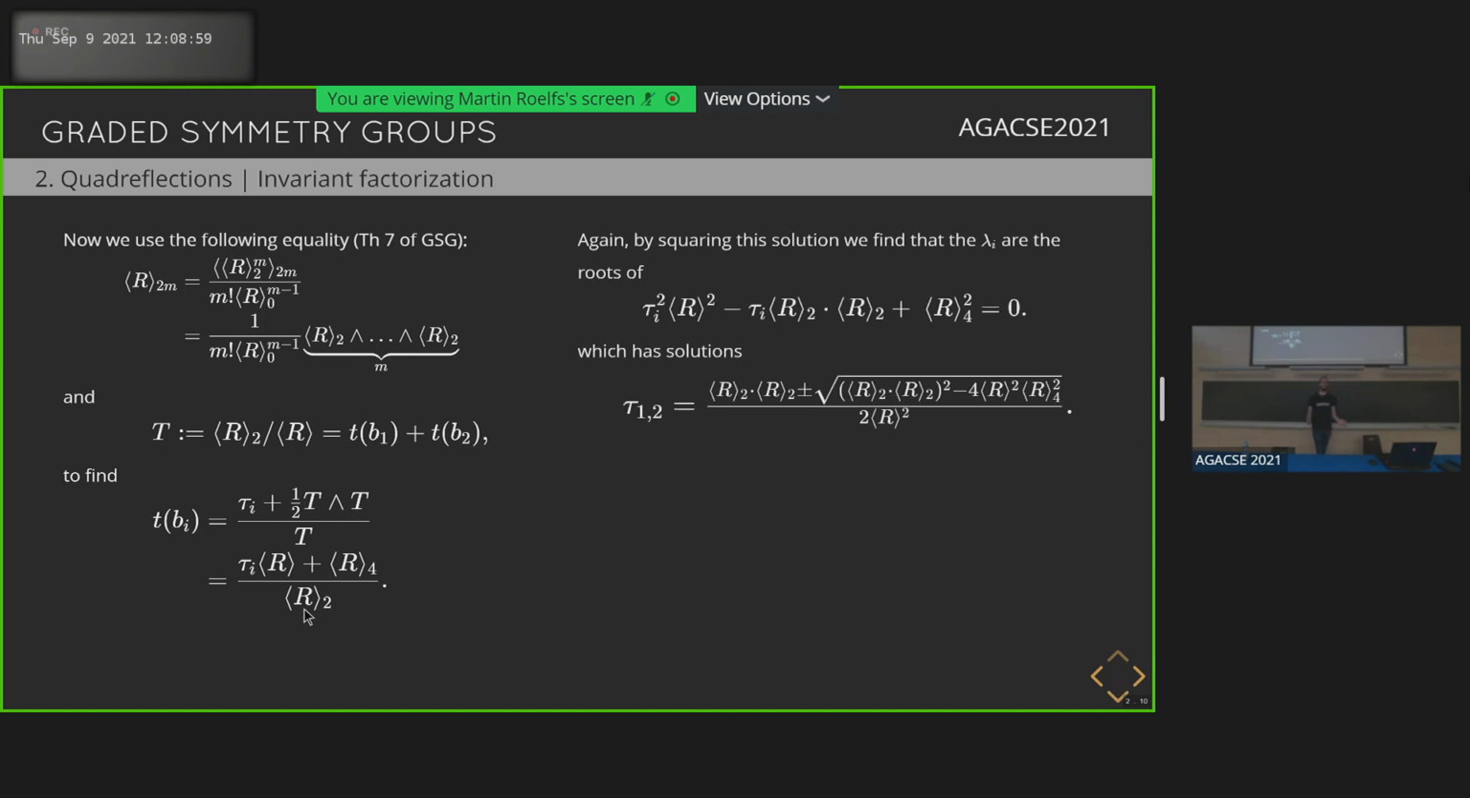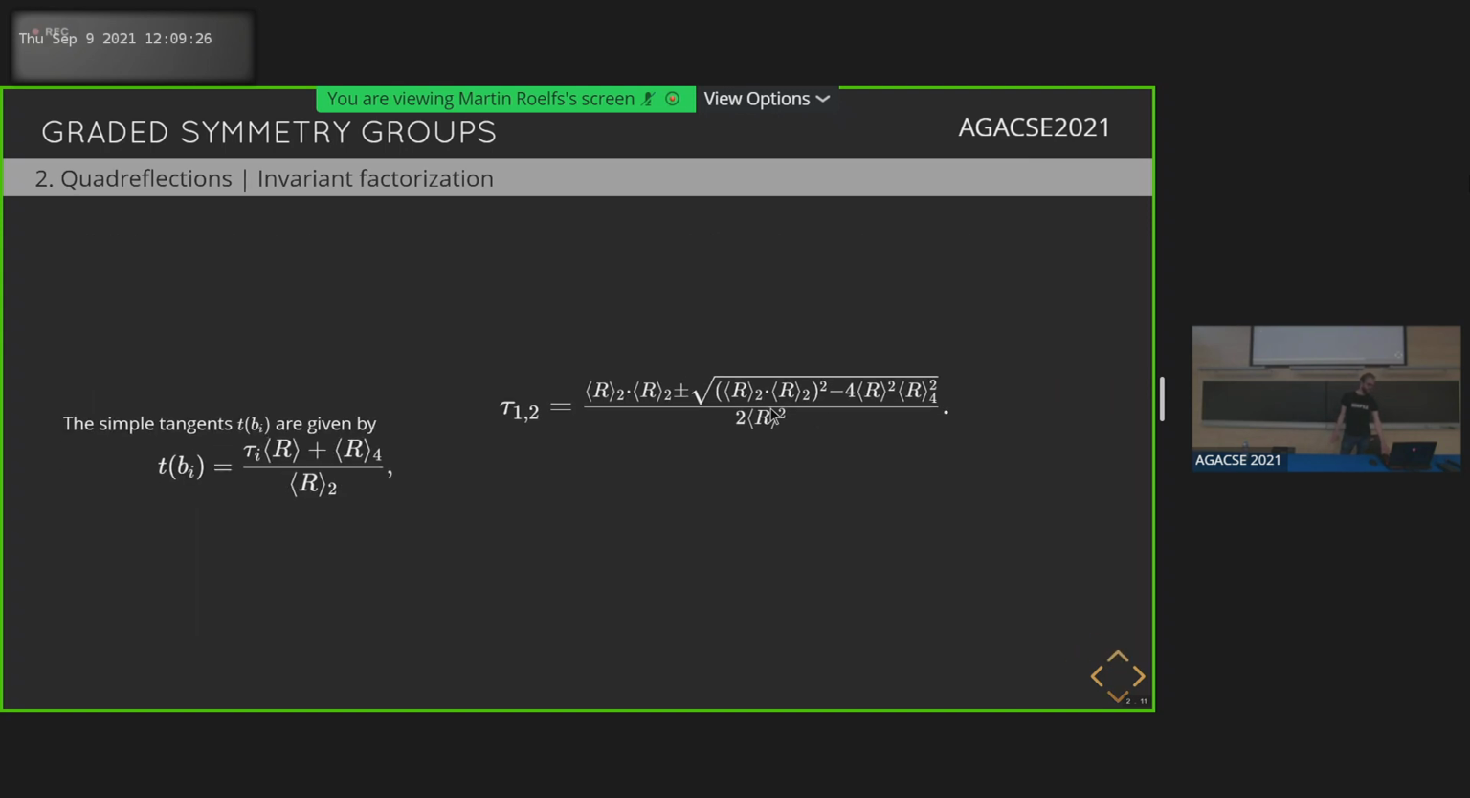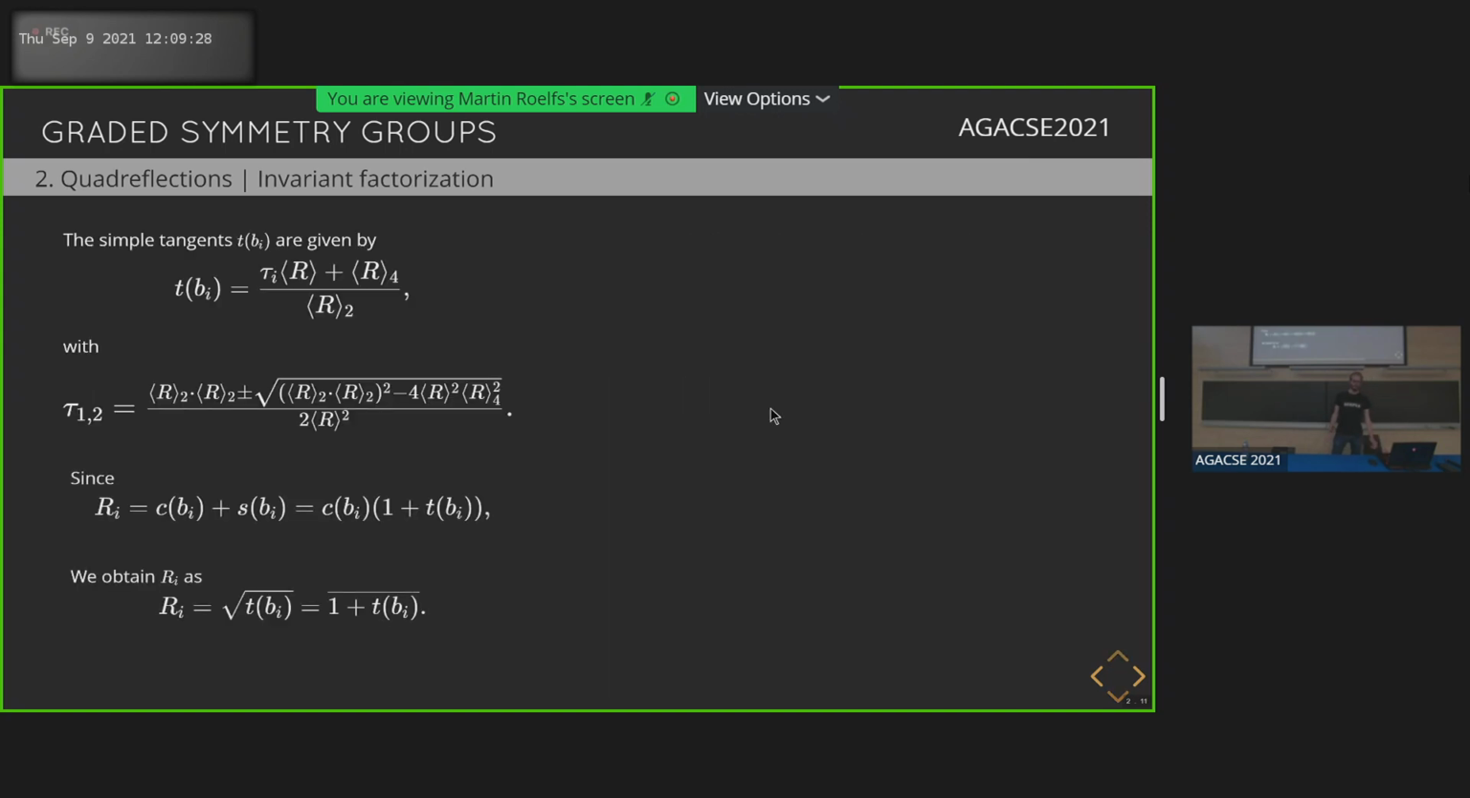So how do I find the solution now? Again, we know what to do. We square this as we did before. So then again, I get this polynomial here whose roots are now tau of I. So I find that tau 1 and tau 2 are again given by this solution here, which is formulated entirely in terms of the rotor. All right. And now it becomes relatively straightforward to find the simple rotors because I know the tangent.